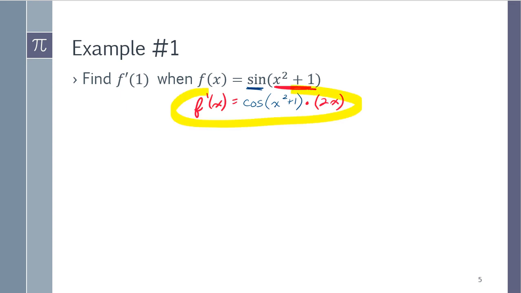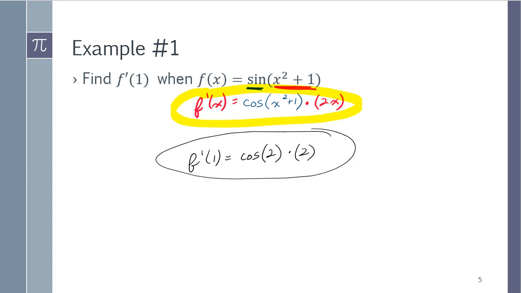And here is f prime. But then I need to plug 1 into that, so f prime of 1 will be the cosine, and 1 squared is 1, plus 1 is 2, and then 2 times 1 is 2. And without a calculator, that's as far as I can go with that. And here is the answer to our question.